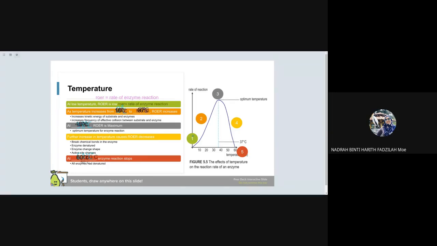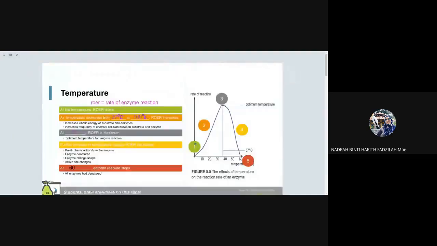As temperature increases from around 10 degree Celsius to 37 degree Celsius, rate of enzyme reaction increases. Boleh around 10 macam tu, boleh tak ada masalah. So kejap ya. Alright. So around 10 sampai 37 ya. Okay, around 10 sampai 37, rate of enzyme reaction increases. Okay, kemudian kenapa ini berlaku?